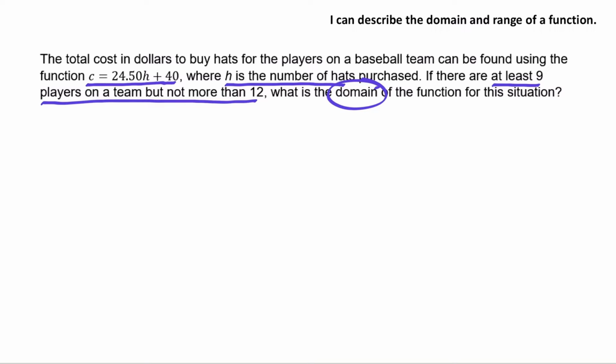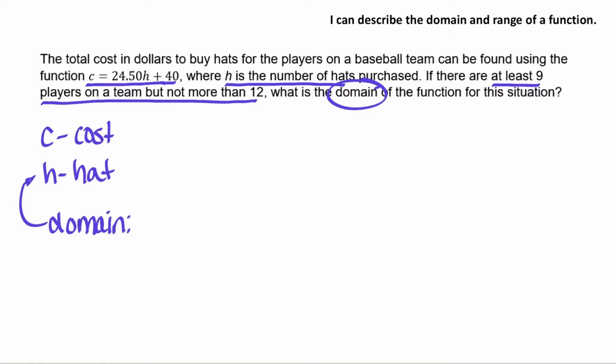So remember that the domain is the input variable. So if we look at this function, we have 2 variables, right? We have C, which is the cost, and H, which is the hat. So we know that H is going to be our input. So that is going to be what's telling us our domain. So let's think about this. Now we have to figure out if this is discrete or continuous. Well, if we're buying hats for players on a team, you can't have half a hat or 1/5 of a hat, right? So hats is going to be discrete.